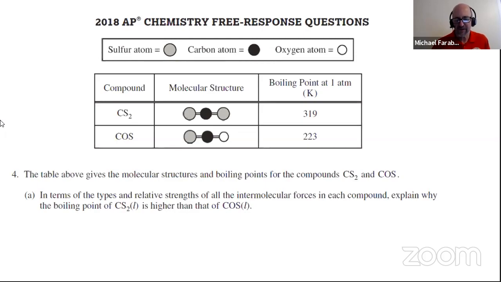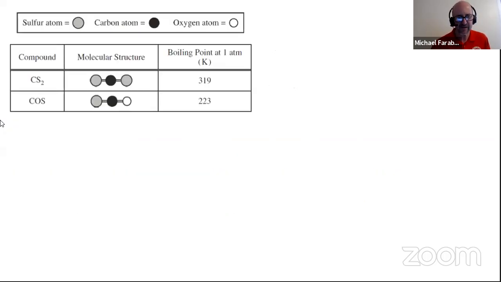The College Board and the AP exam would never ask you to predict which of these molecules has a higher boiling point. That would be an unfair question because you might pick the COS because it's polar. But if you're given data, you absolutely must use the data. So here is a list of all of the misconceptions and errors that students made on this particular question.